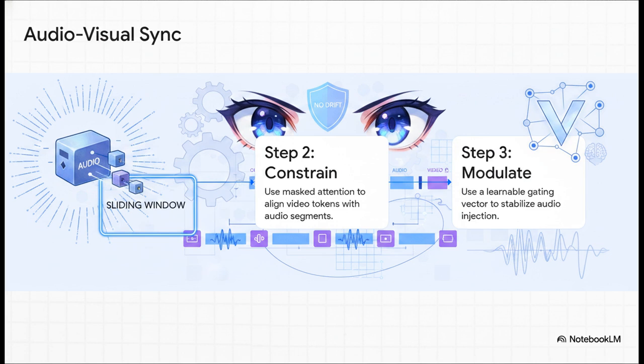Second, and this is absolutely critical, they use a masked attention mechanism. What this does is it forces each video frame to only look at its own corresponding chunk of audio. This prevents that dreaded audio drift you see in other models. And third, they add a learnable gating vector. This basically acts like a volume knob on the audio signal, which helps stabilize training, but it also gave them a really important clue about how to make the model more efficient.